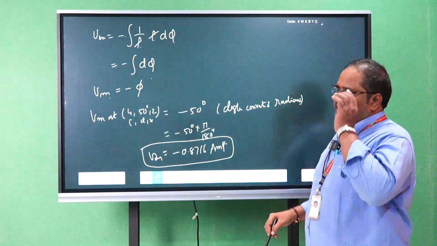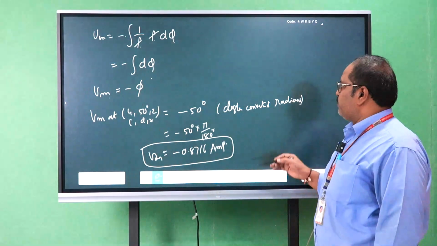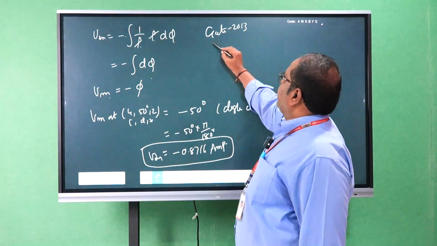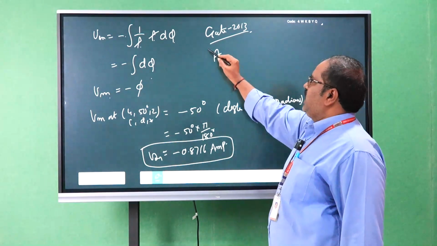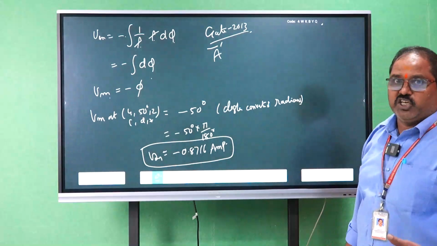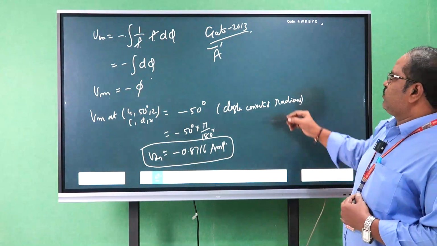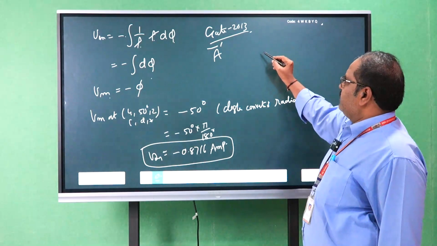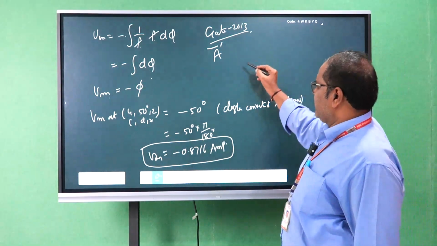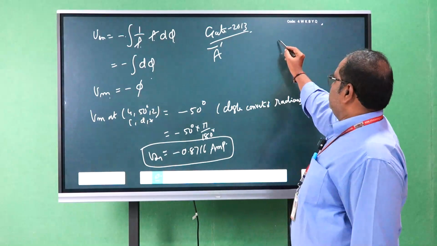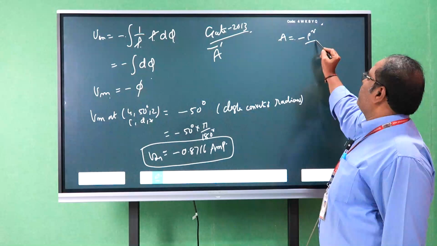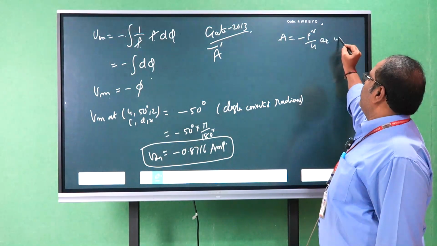Next one. This is another problem, from GATE 2013, on the vector magnetic potential A. In this one, you have to find the value of A. B is del cross A. Given A is equal to minus rho squared by 4 az Weber per meter.